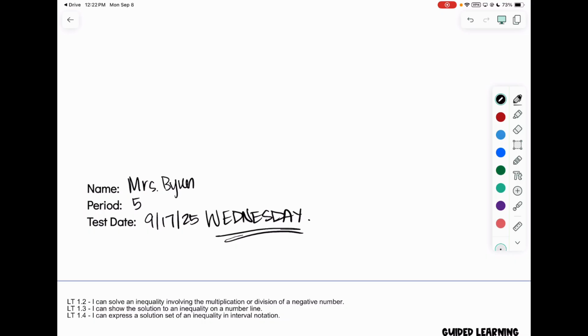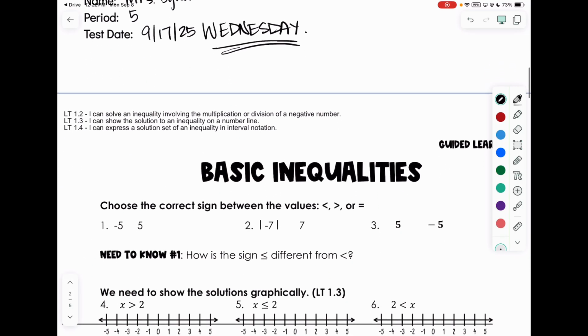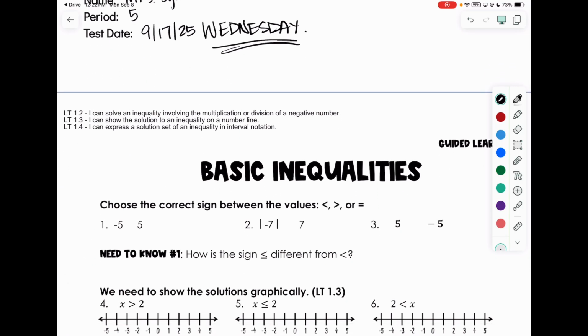All right, so I have your learning target at the very top there. I can solve an inequality involving the multiplication or division of a negative number. I can show the solution to an inequality on a number line. And I can express a solution set of an inequality in interval notation.